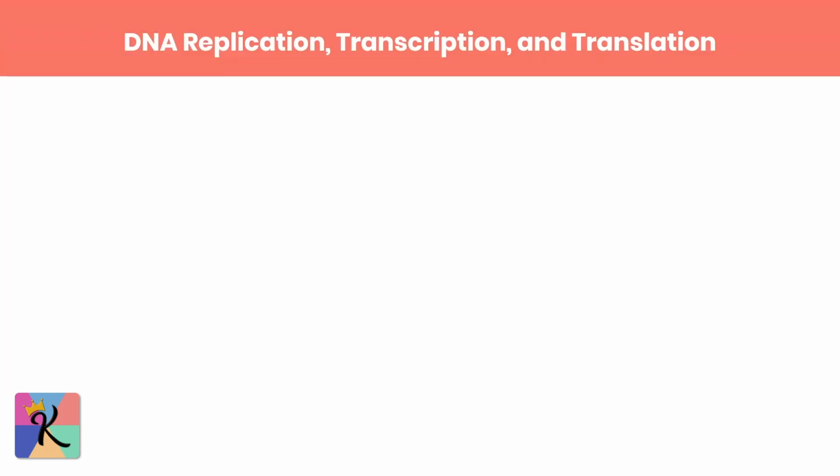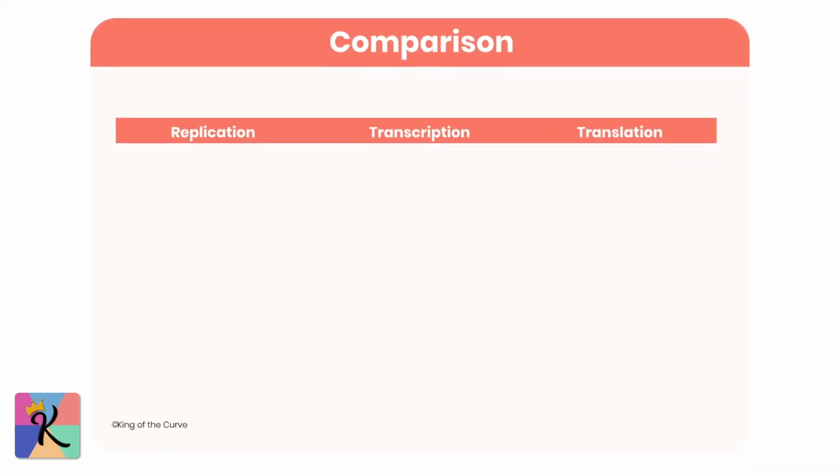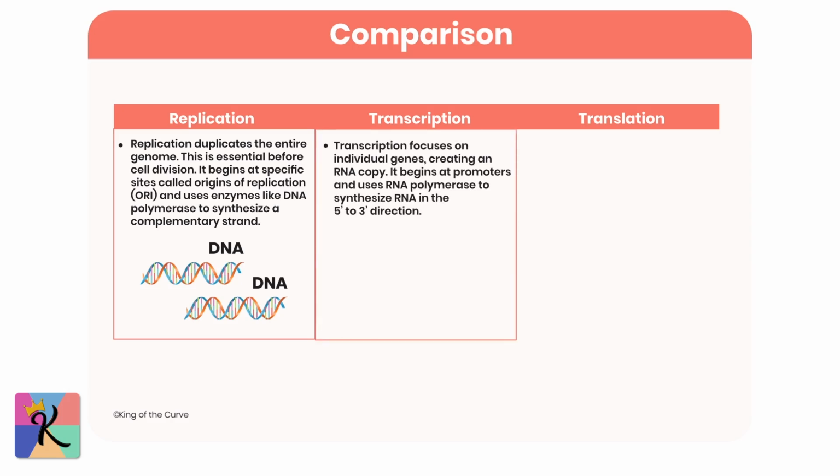But before we dive into these steps, let's discuss the essential similarities and differences between transcription, replication, and translation. Replication, transcription, and translation share many similarities, but each serves a distinct purpose. Replication duplicates the entire genome. This is essential before cell division. It begins at specific sites called origins of replication, ORI, and uses enzymes like DNA polymerase to synthesize a complementary strand. Transcription focuses on individual genes, creating an RNA copy.